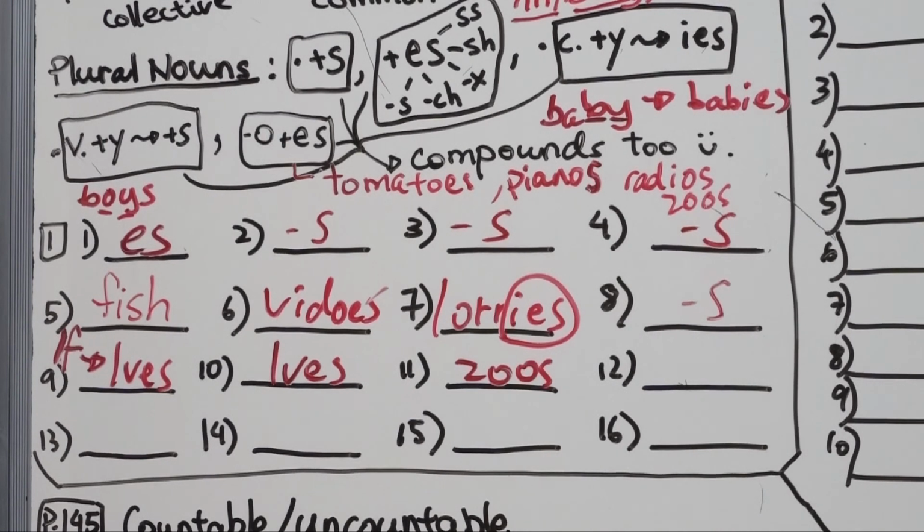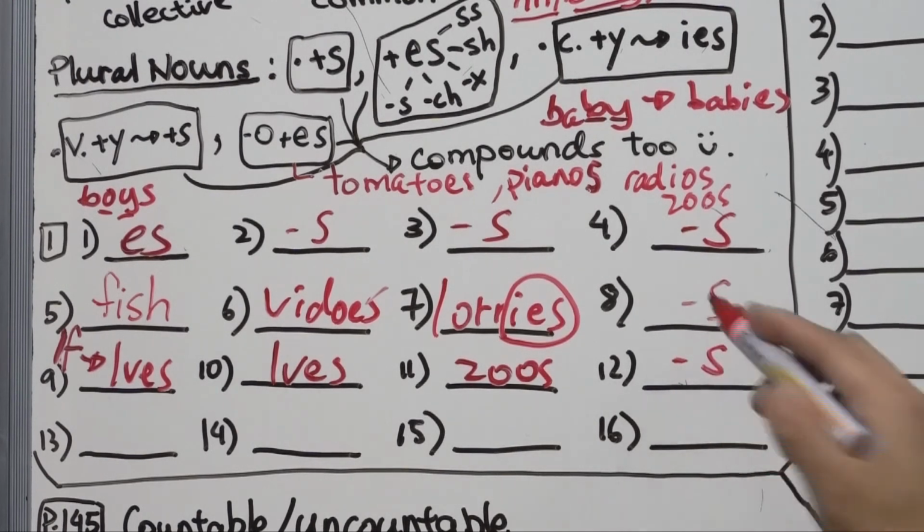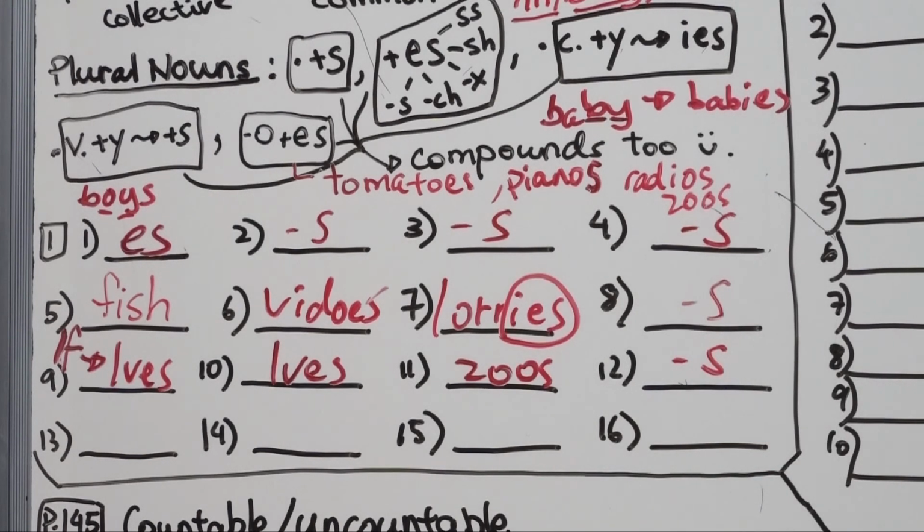Again, a compound noun. Fishing rod. So a fishing rod is what you use to go fishing, right? So look at the second word, rod. Letter D, right? It should be just S. Fishing rods. Alright, the next one, fox.